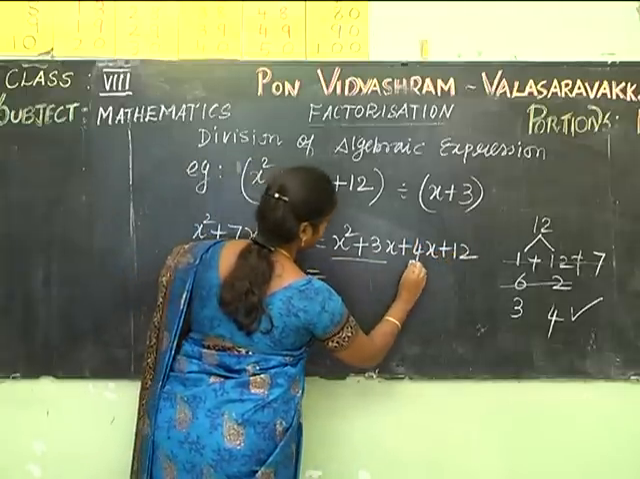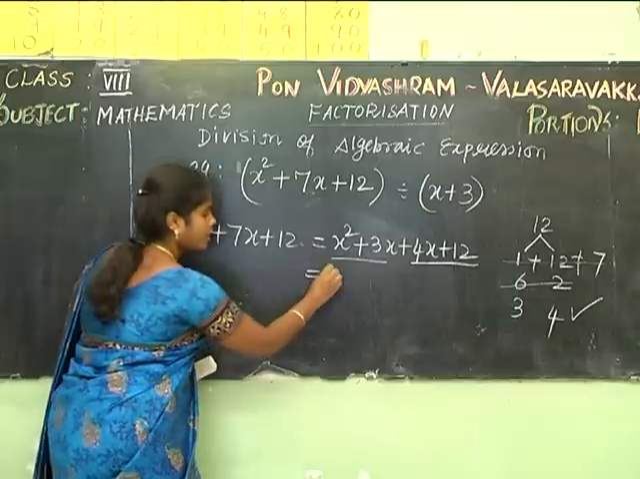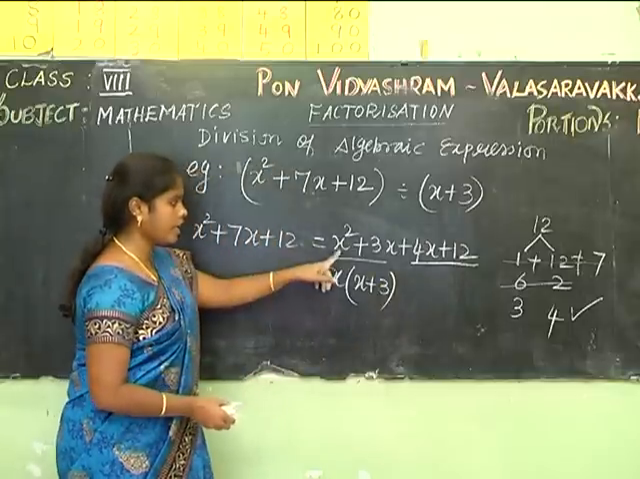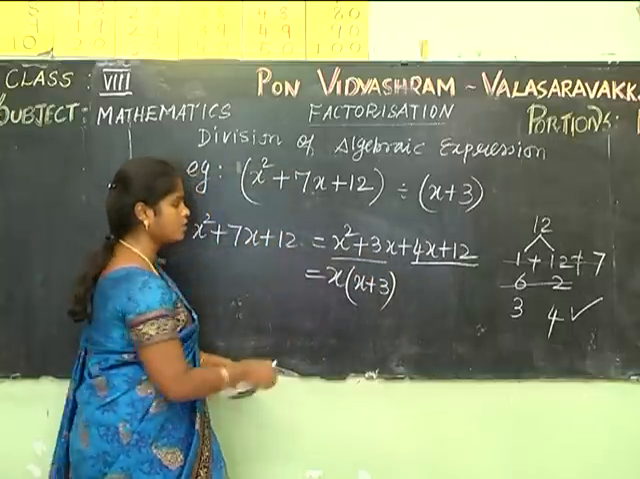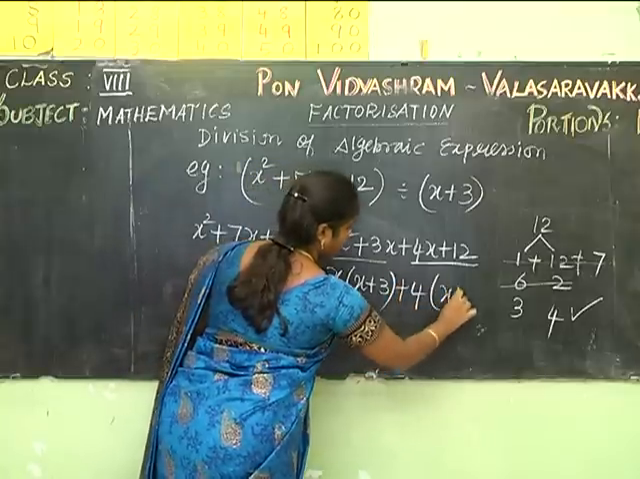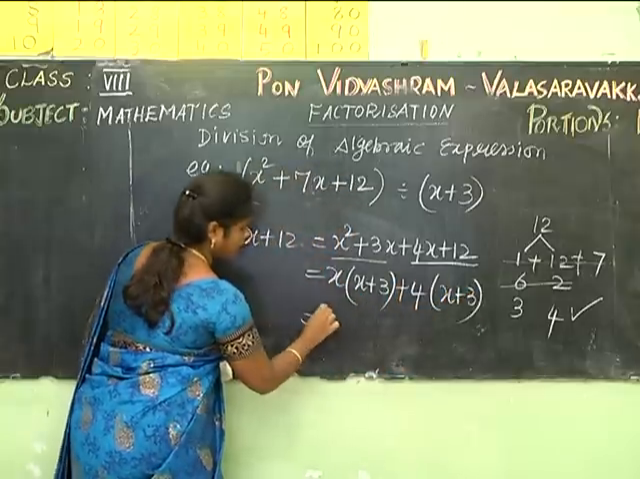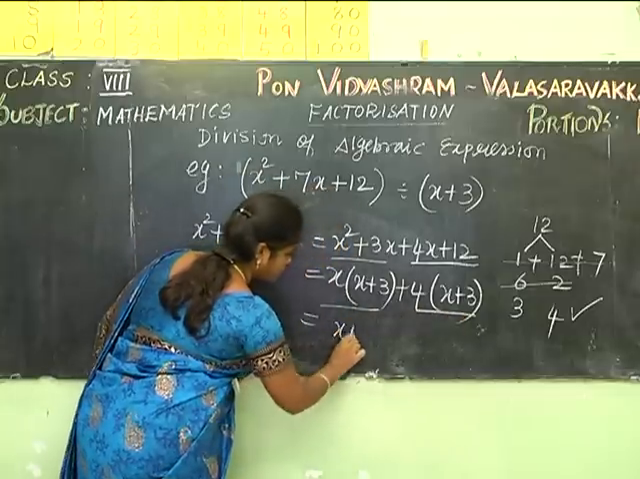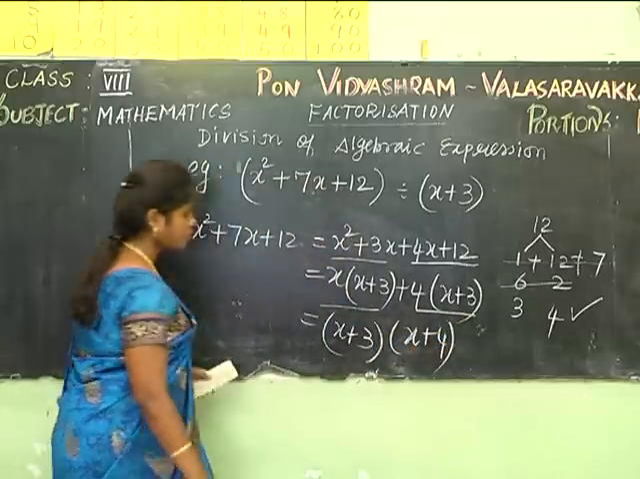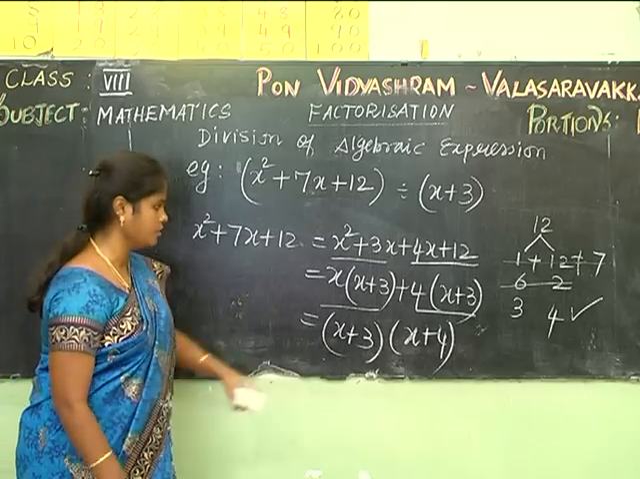Then take the first two terms, then the next two terms separately. Take the common thing out. The common factor is x and x. So take x out. The remaining is x plus 3. Then 4 times x plus 3. When we compare these two, x plus 3 is common. Then x plus 4. So these are the factors of this expression.